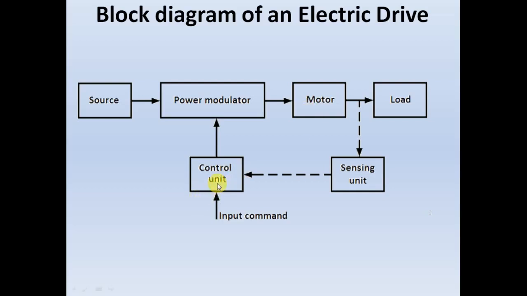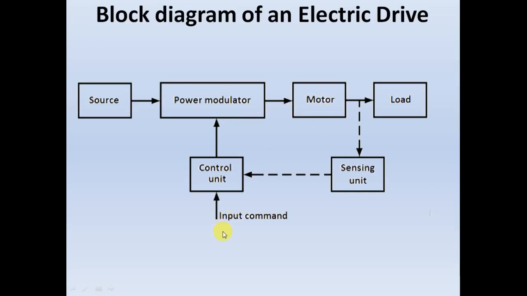The basic function of this control unit is to monitor the system variables and compare them with the desired variables. While making this comparison, an error signal will be generated. In order to compensate for that error, the firing circuit will be adjusted so as to generate the firing signals for the devices in the power modulator in such a way that the desired performance of the motor can be achieved.